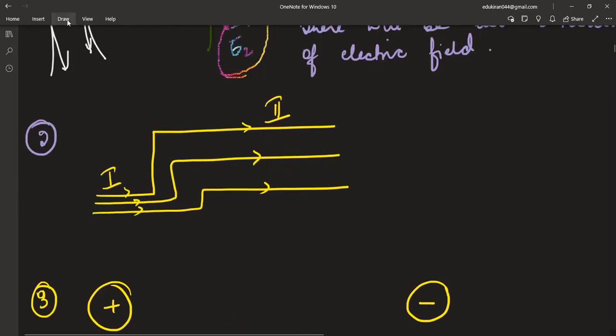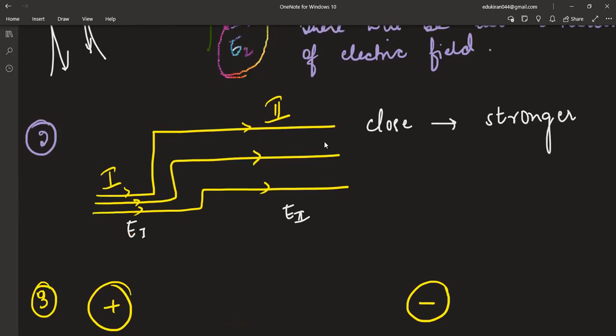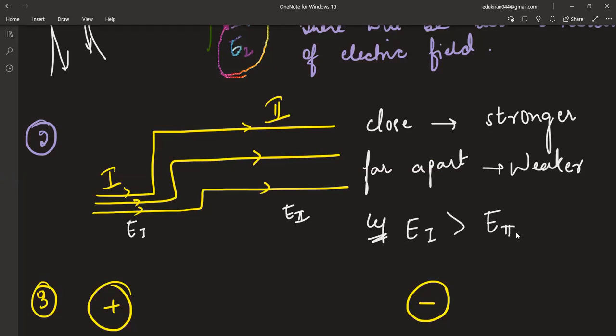Next, if electric field lines are present, let's say this is electric field line 1, this is electric field line 2. Wherever the electric field lines are closely located to each other, see the separation is very small. Wherever electric field lines are located close, it tells you that the electric field in that region is stronger. And wherever they are far apart from each other, like this separation is more, that tells you the electric field is weaker in nature. So by this figure, you can take an example that E1 is stronger than electric field 2.